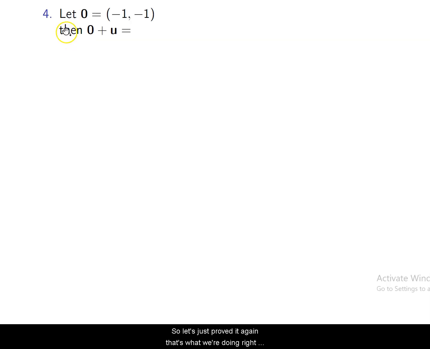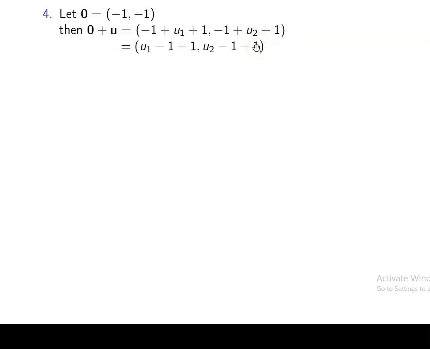Okay, so let's just prove this. Okay, again, that's what we're doing, right? So what is 0 plus u? I'm taking the first element of my 0 vector plus the first element of my u vector and adding 1 to it. Same thing with the second components, and look, -1 plus 1 goes away.